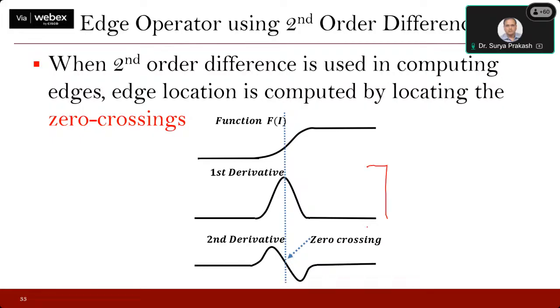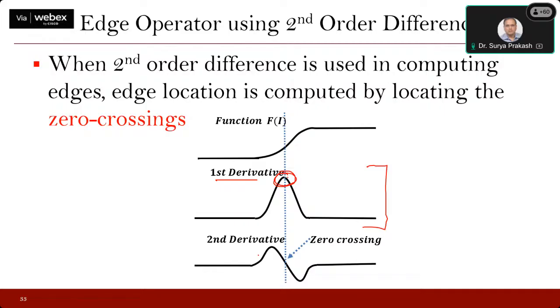First derivative we were using, and then based on that, we were computing the edges. So in the case of first derivative, as I said, when you apply the first derivative on the image and then try to locate the edges, the edge locations are those locations where you are going to have high value for the derivative.